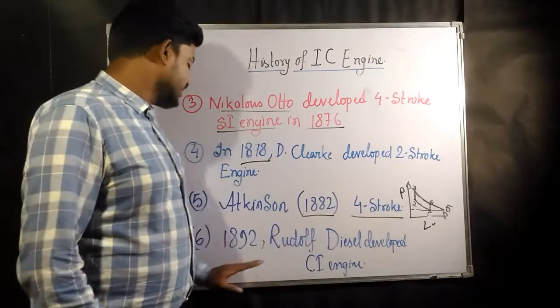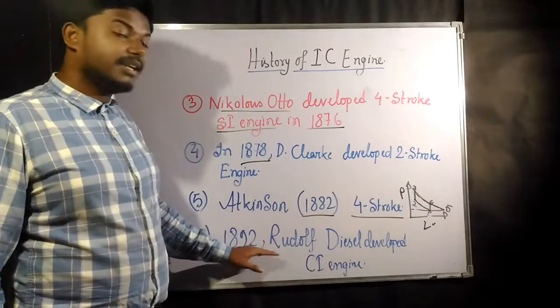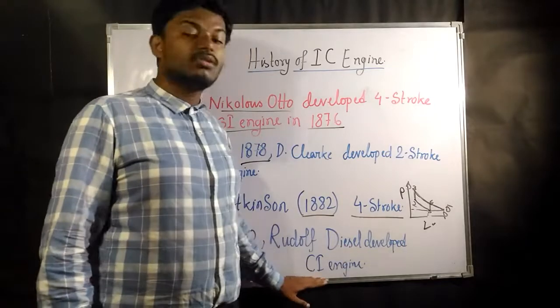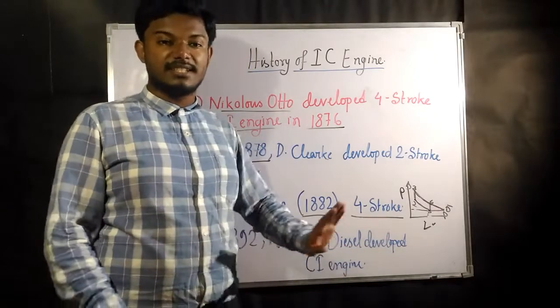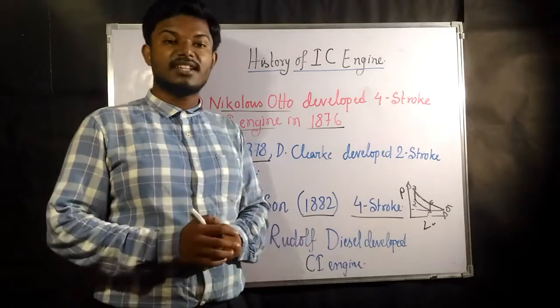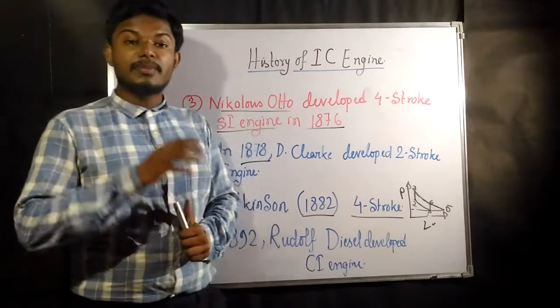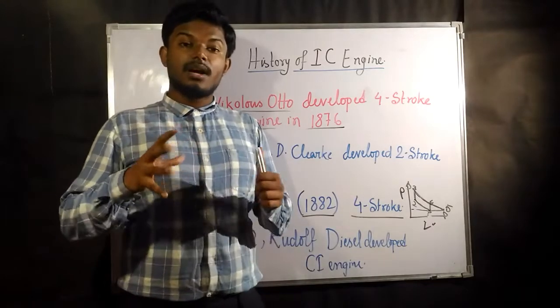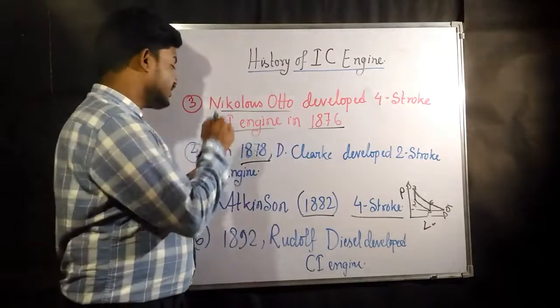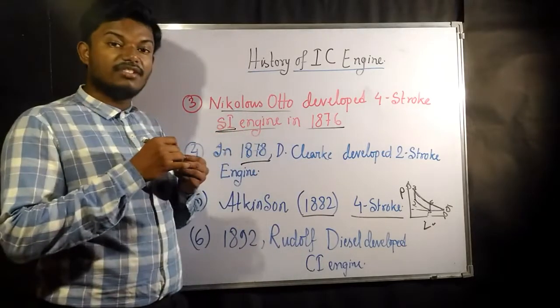That was 1882. In 1892, Rudolf Diesel developed the compression ignition engine. The CI engine is nothing but the compression ignition engine. In a compression ignition engine, there is no spark ignition.